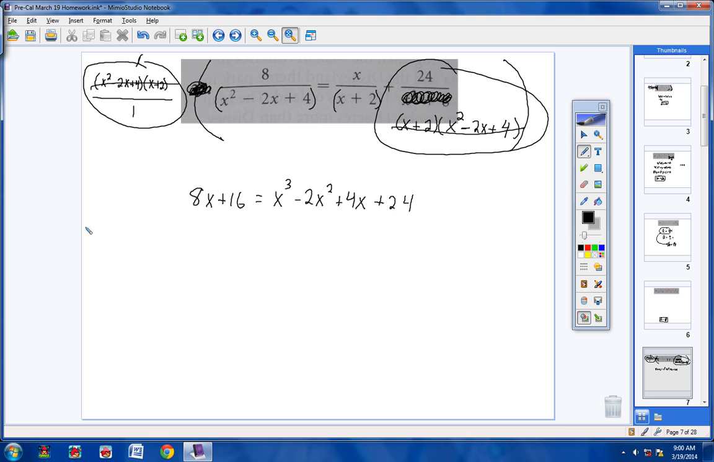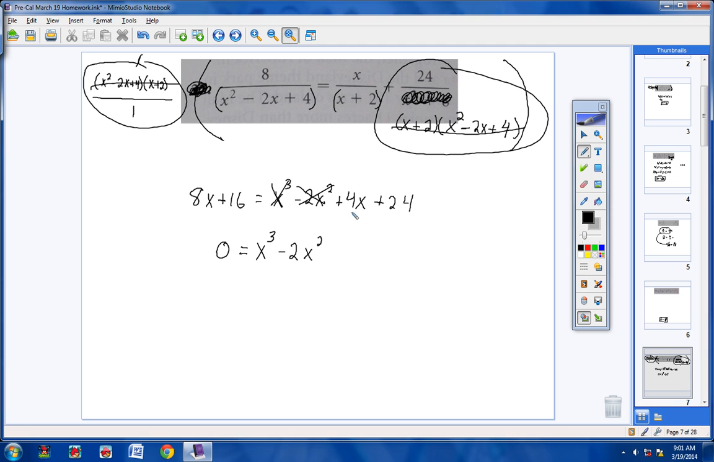As soon as I see that I have an x cubed and an x squared, I know I want to get one side equal to 0 because I'm going to try to factor. So I only see one x cubed term. I'm going to bring that straight down. I have an x squared term here, no x squared terms over here, so I'm going to bring this straight down.